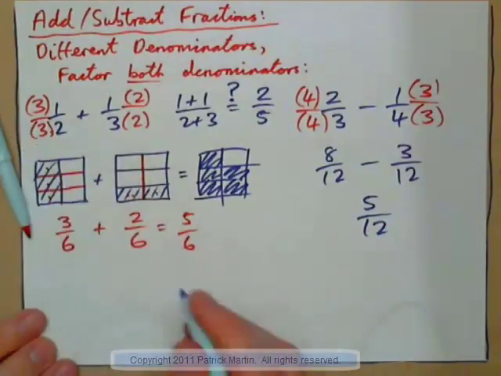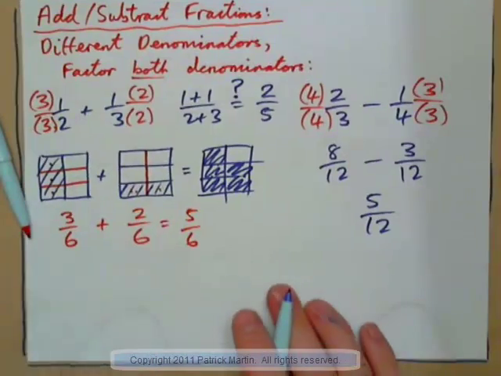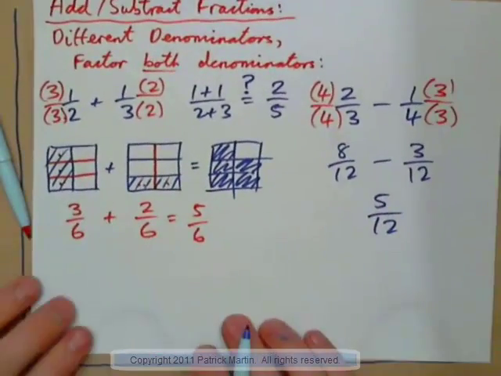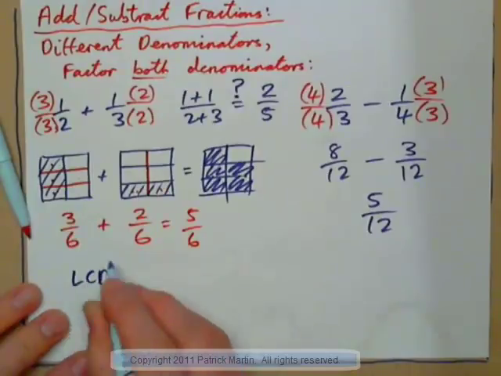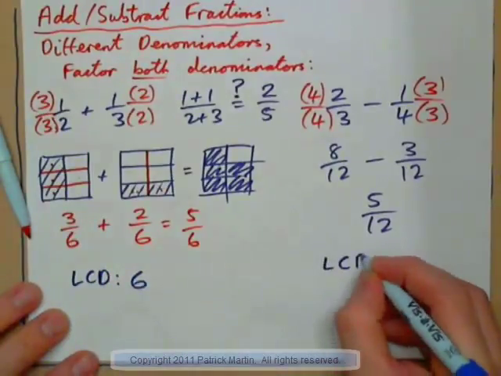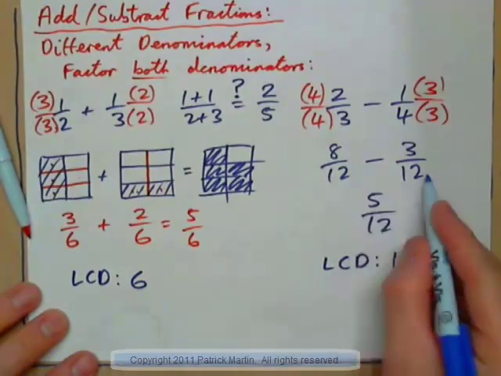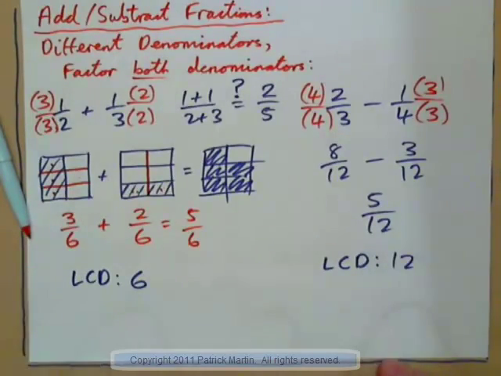Okay? How about, oh, and just before we go, the lowest common denominator here, of course, is 6. The lowest common denominator for here is 12. That's the lowest common denominator of both fractions.